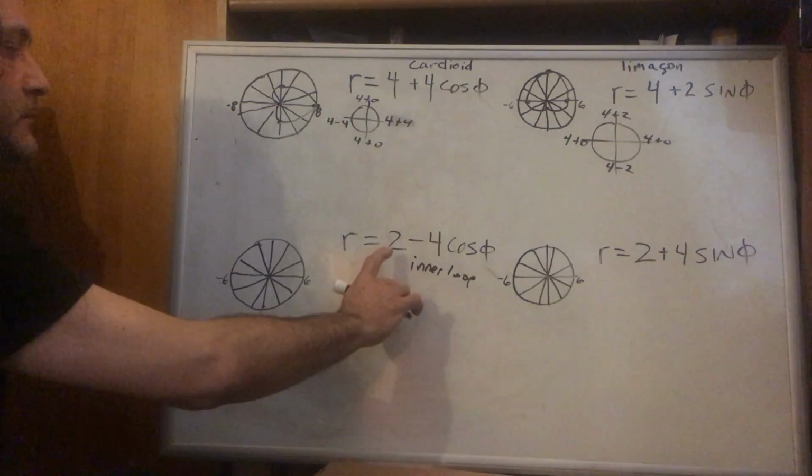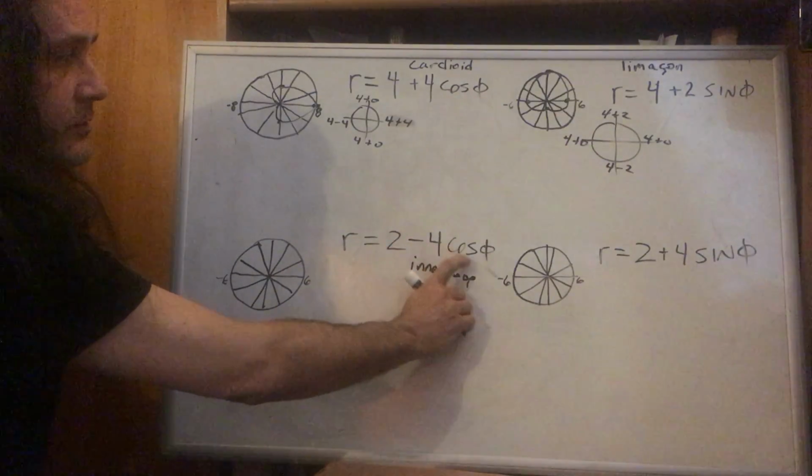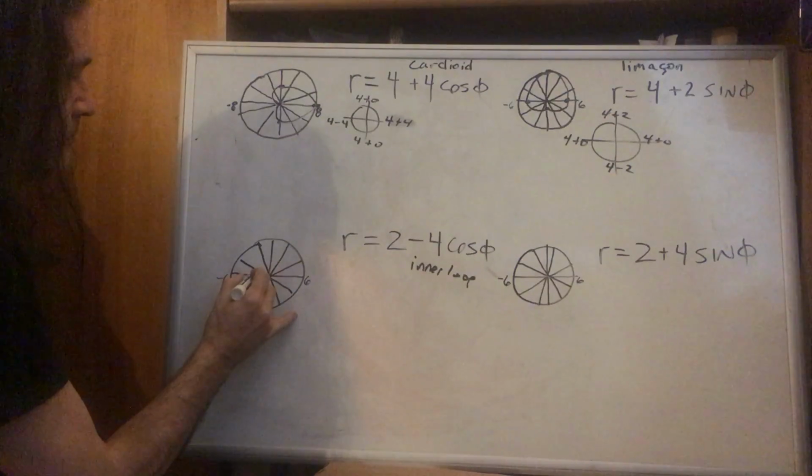All right, anyway, so this is going to become based on the cosine. So this is going to become 2 minus 4 times 1, which is negative 2. All right, so that means we're actually over here.